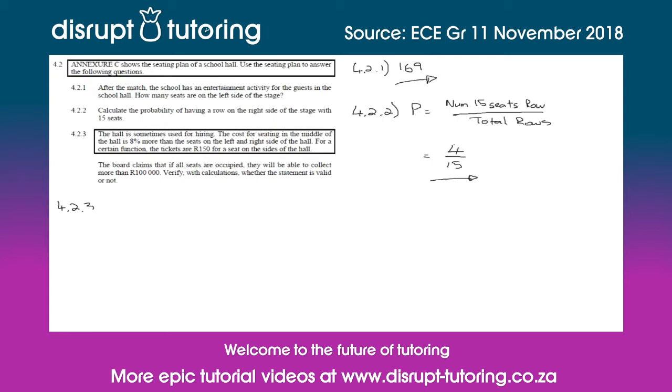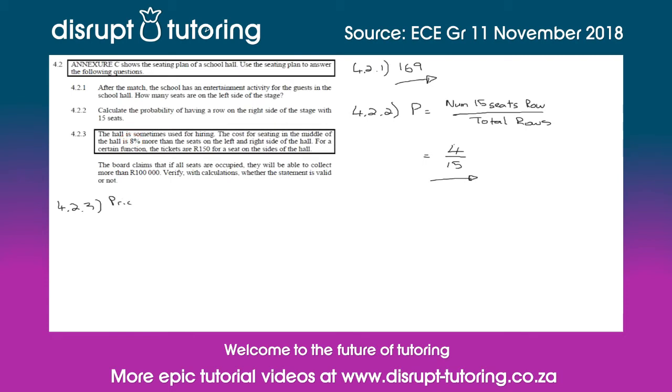And then we're on to 4.2.3. Okay, and then this question says, the hall is sometimes used for hiring. The cost of seating in the middle of the hall is 8% more than the seats on the left and right of the hall. For a certain function, tickets are 150 Rand for a seat on the side of the hall. So remember, it's 150 Rand, and in the middle it's 8% more. So let's first find out the price of the middle.